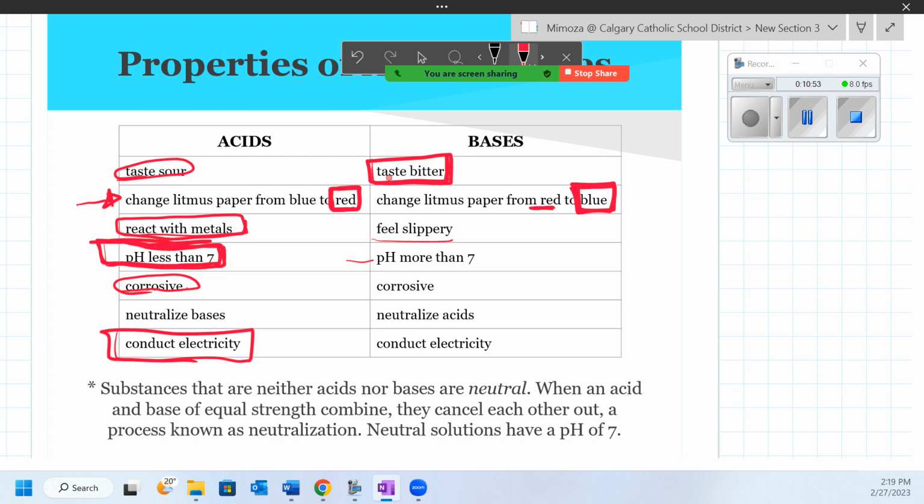As we explained when we explained what the pH scale is and how it works, basic solutions have a pH that is more than 7, and the closer to 14, the stronger the base is. Same as acidic solutions, basic solutions are corrosive as well, and they conduct electricity.